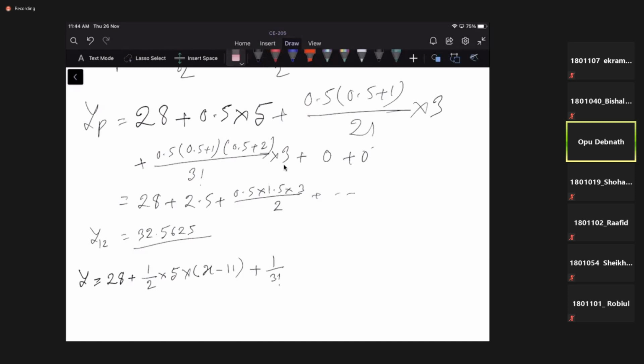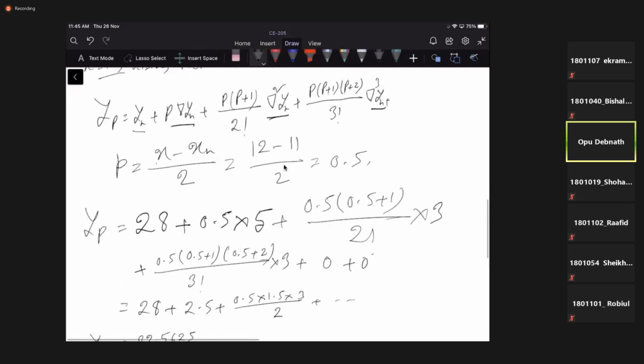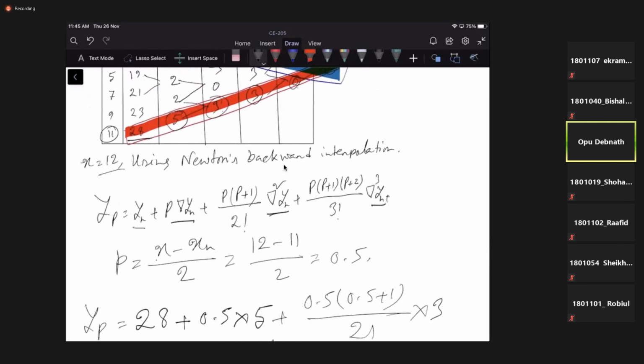1 by h. And for this, 2 factorial ac square. That means h means 2. That means 2 square multiplied by the next coefficient, which is 3, multiplied by x minus 11. That means xn, x minus xn minus 1. That means the next one, xn minus 1 means 23.